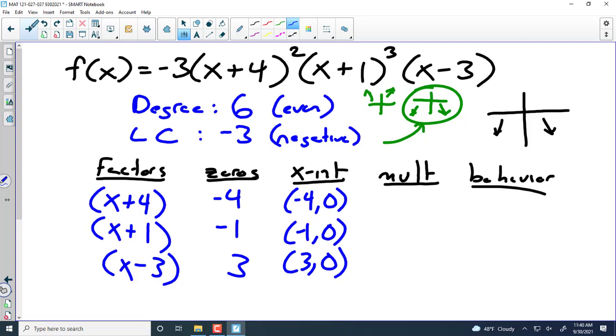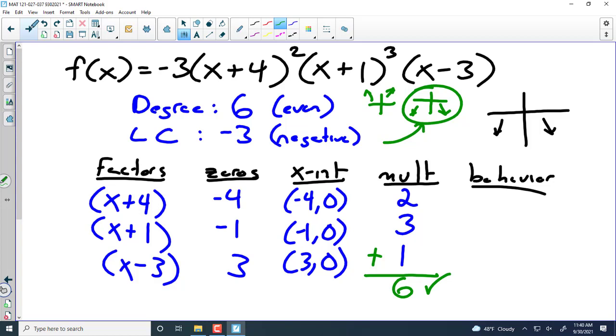The multiplicities, you look at the powers that appear on the factors. What's the multiplicity of x plus 4? 2. What's the multiplicity of x plus 1? 3. What's the multiplicity of x minus 3? 1. Safety check. Add these up. You should get your degree. You should get your degree right there.